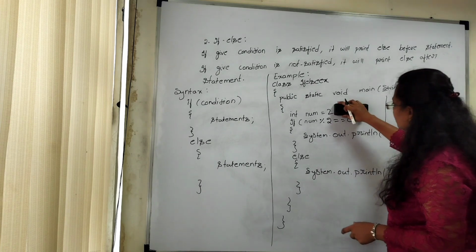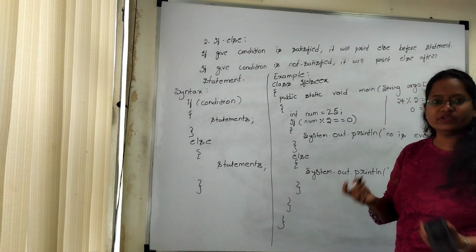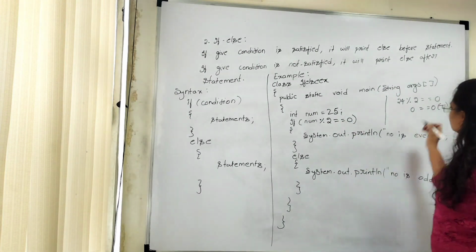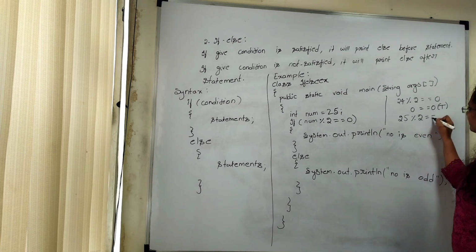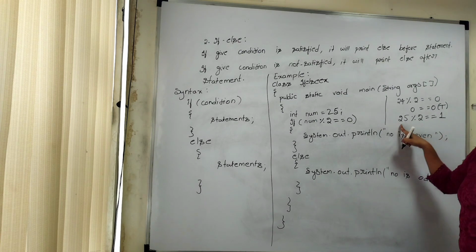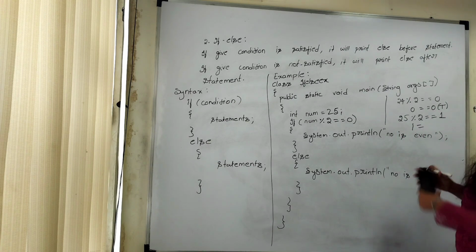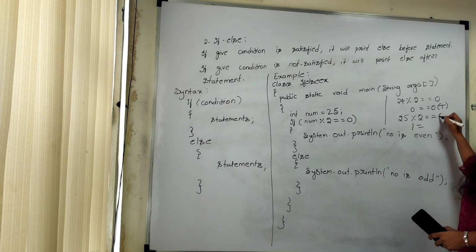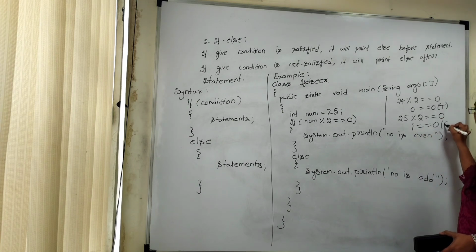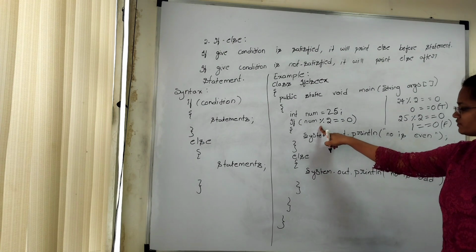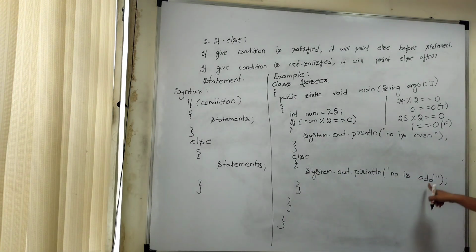Suppose you give 25 here. 25 is an odd number, we know that, but the system does not know. So now 25 modulo 2. What remainder will you get? 1. Why? Because 2 twelves are 24, and the remainder you get is 1. So 1 equal to 0, the condition is false. If this condition is false, it will go to the else block and print number is odd.